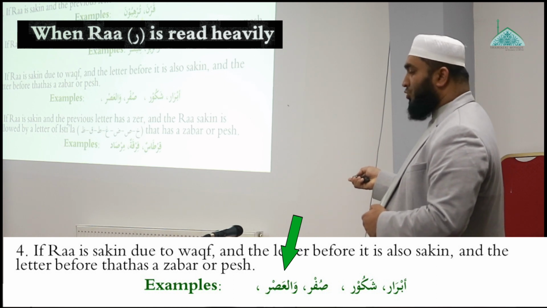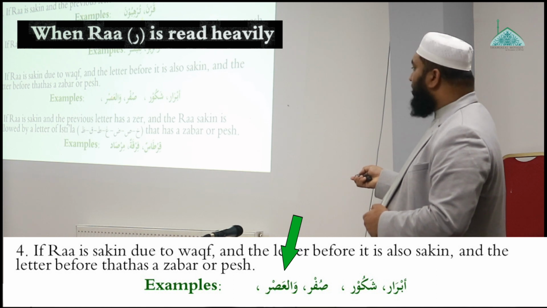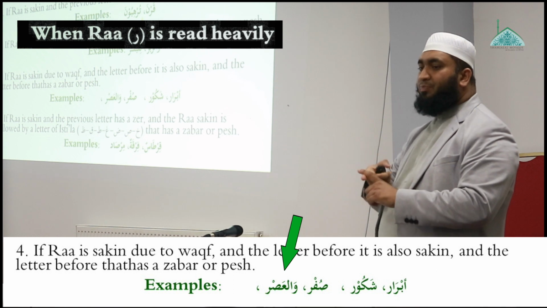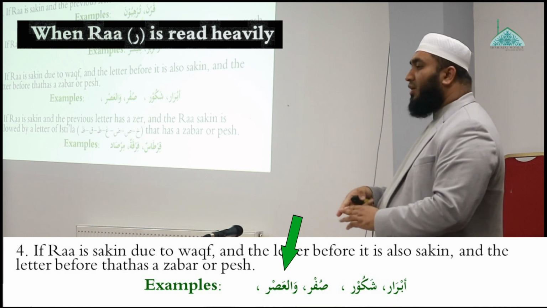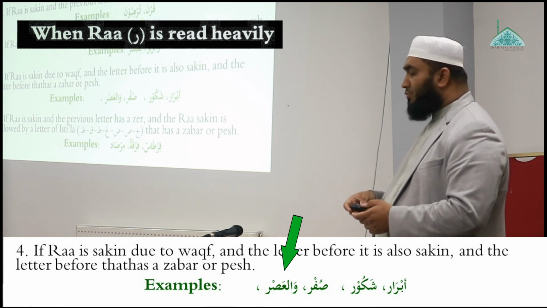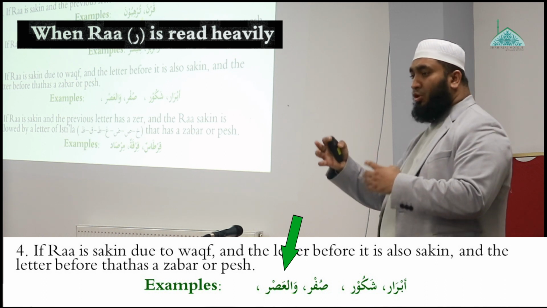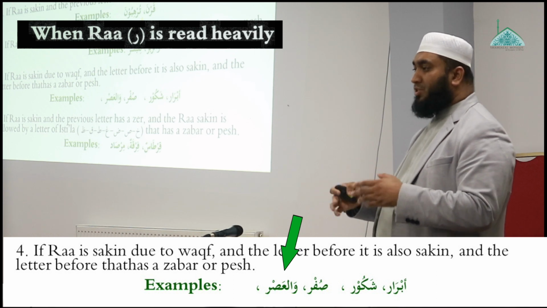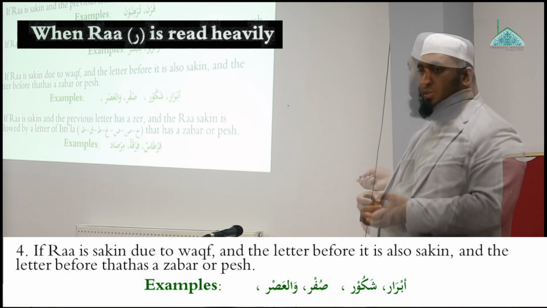The letter before it, Swad, is Sakin. The letter before that, Ain, has a Zabar. So Ra is Sakin, the letter before it is Sakin, and the letter before that has a Zabar or Pesh. Ra is heavy. Heaviness always belongs to Zabar and Pesh. When Zer comes, it becomes Barik.